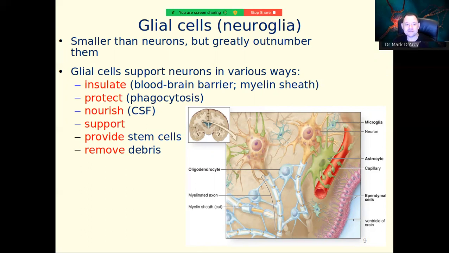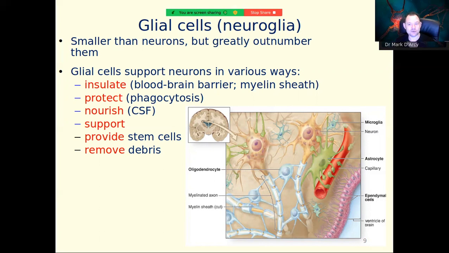They insulate by providing the blood-brain barrier, the barrier between the brain, the spine, and the rest of the body. Very important barrier, protects you from infection, amongst other things. They protect you by phagocytosis, so some sorts of glial cells eat debris and infectious agents that make it into the central nervous system. They nourish the brain by producing something called cerebrospinal fluid, a nutritious liquid that bathes the brain and the spinal cord. They support the neurons, provide stem cells.